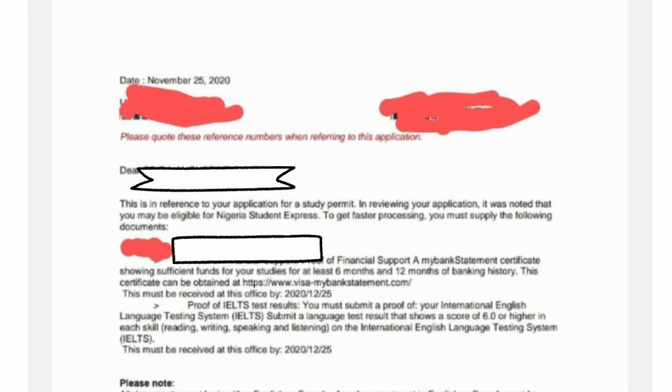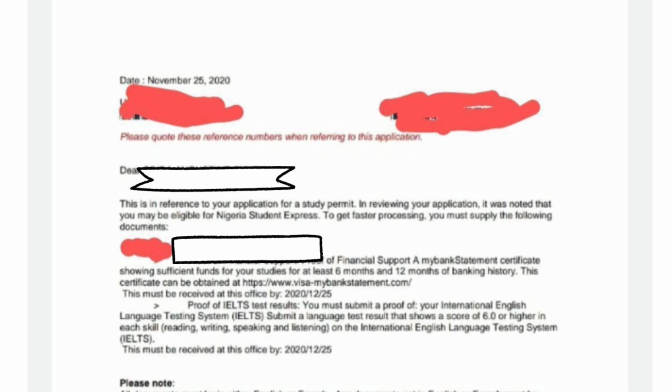To get faster processing, you must supply the following documents: proof of financial support, a MyBank statement certificate showing sufficient funds for your studies for at least 6 months and 12 months of banking history. This certificate can be obtained at the website. This must be received at the office by 25th of December 2020, and this letter was dated November 25. That's 1 month from the date of the letter.